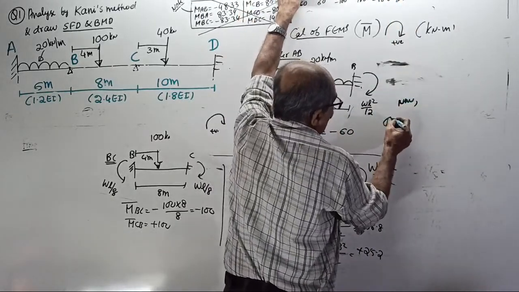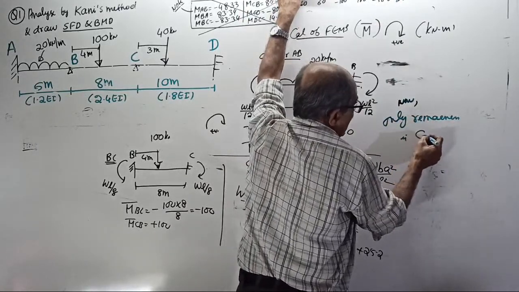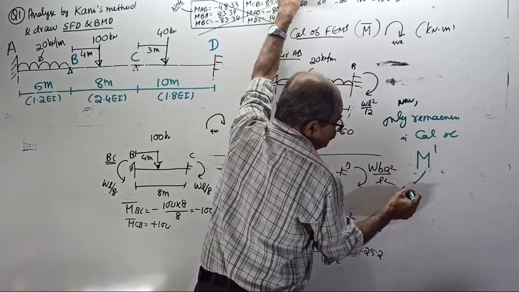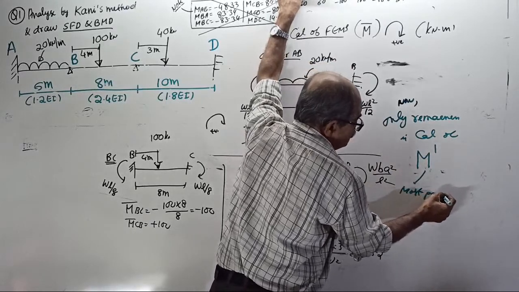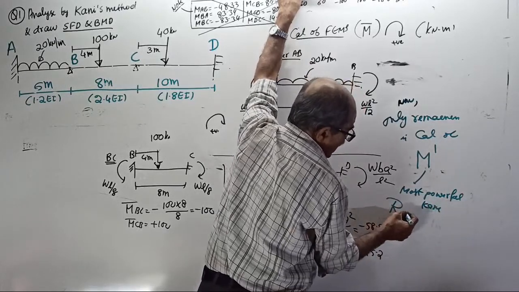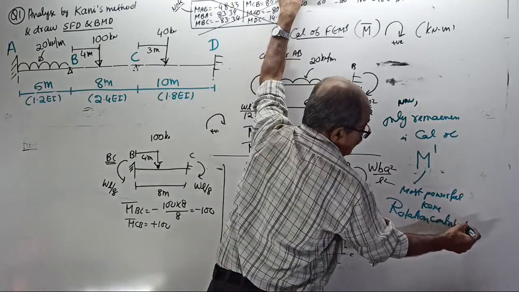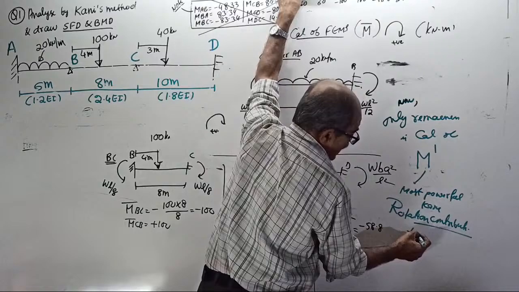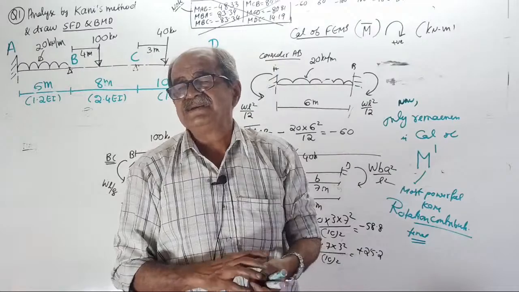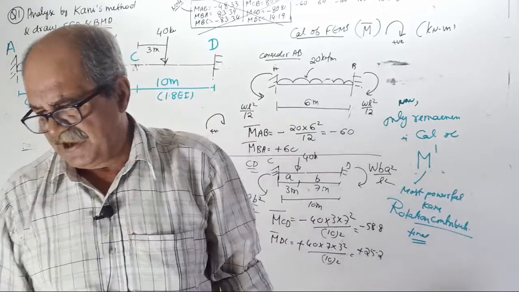Now the only thing remaining is the calculation of your M dash, the most powerful term of Kani's method, that is rotation contribution. Once you get that one, you can find the final moment. Clear? Now what is left out is only M dash, the most powerful in Kani's method. Once you get that one, you get the final moment.